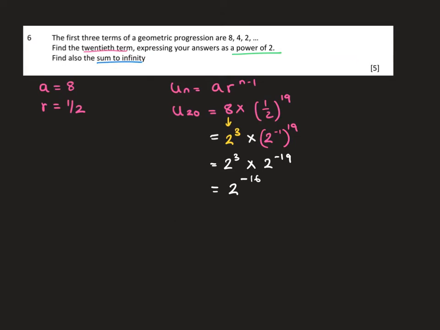Now, the sum to infinity exists because r lies between 1 and negative 1, which means that the sequence converges. You need to know the sum to infinity formula, S infinity equals a over 1 minus r, and this is equal to 8 over 1 subtract a half, so the sum to infinity is simply 16.